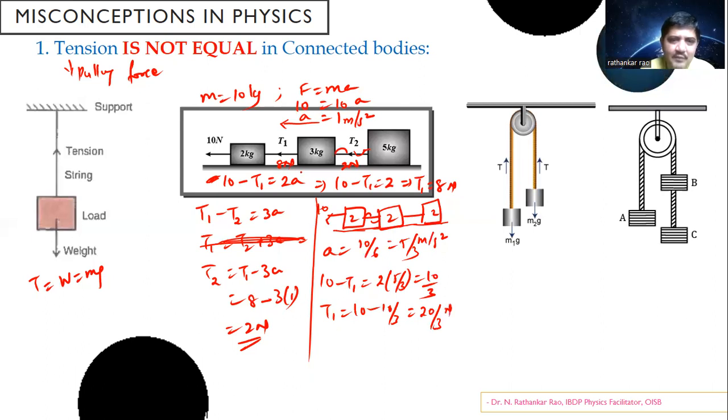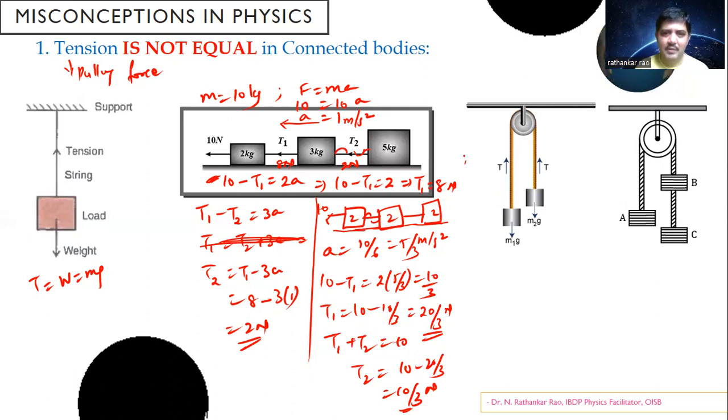Okay. So therefore, if this is 20 by 3 Newton, now what do we have? We should have T1 plus T2 should be equal to 10 Newton, right? So T2 should be equal to 10 minus 20 by 3, which should once again be equal to 10 by 3 Newton. Simple. Okay, so now you see here it is 20 by 3 Newton, here it is 10 by 3 Newton, right? So therefore, tensions need not be the same. I hope you have understood that tensions need not be the same when there is a string connected between any two objects.